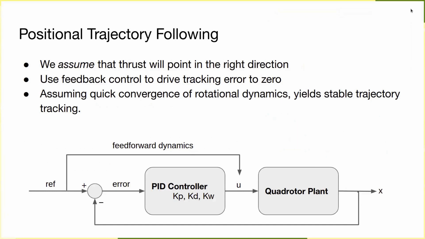Since we have high gain control over the rotational dynamics, we assume that we can command our thrust to point in any direction necessary. Then, we apply feedback control to drive the total tracking error to 0 over time. Assuming our rotational dynamics do converge quickly, this trajectory tracking will be stable.